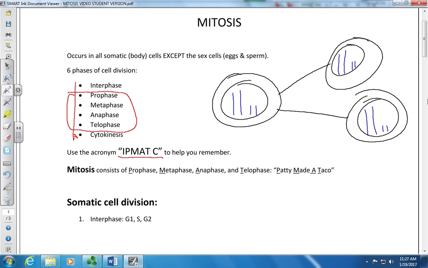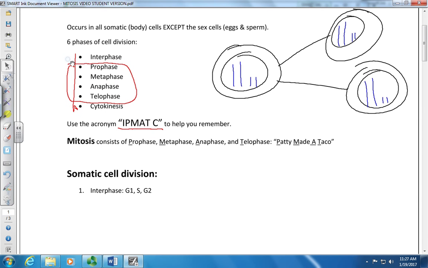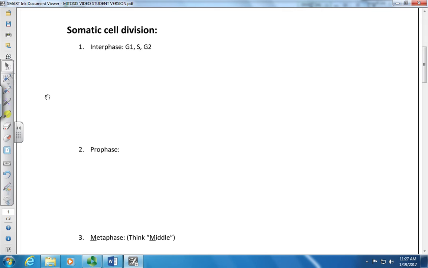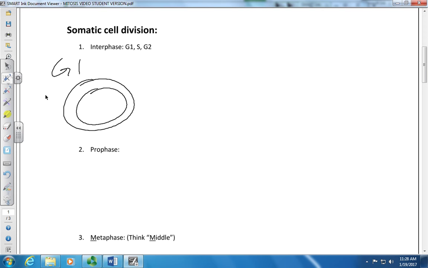Okay, so now we're going to break it down, and we're going to take a look at each one of these phases individually. We are going to start with interphase. So in interphase, it's broken down into 3 stages. You have G1, which the G just means growth. So you have your parent cell, and it's just kind of hanging out there. It's not doing anything special. And then the cell will move into S phase, and S stands for synthesis.